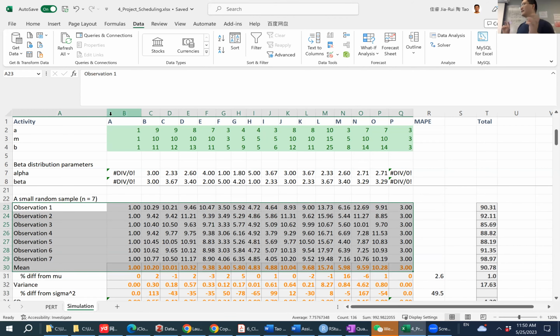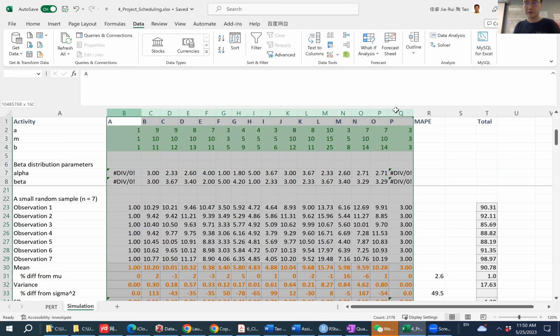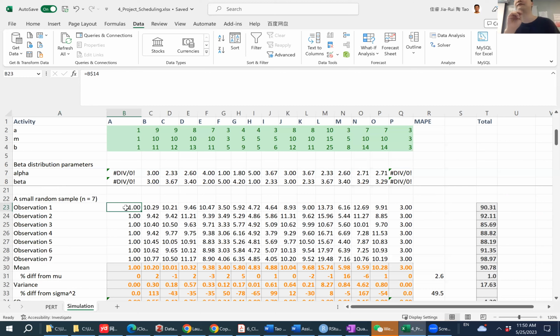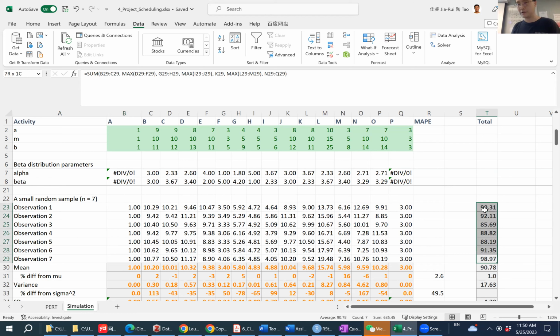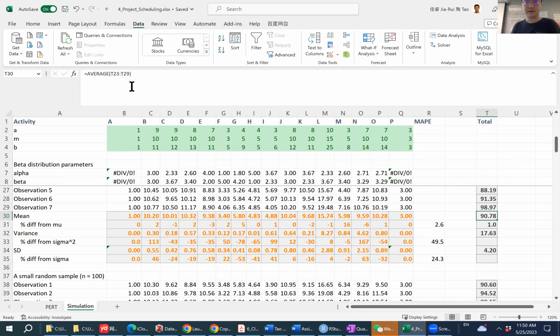This time I transposed the sheet so that on each column we see the activities. There are in total 16 activities. And if I generate the duration for each of them, you see that I was able to find the total duration for each of the 7 cases. And out of that, I can calculate a mean using the average function and also the variance and the standard deviation. So this time I was able to get the standard deviation and the variance if I generate multiple cases.